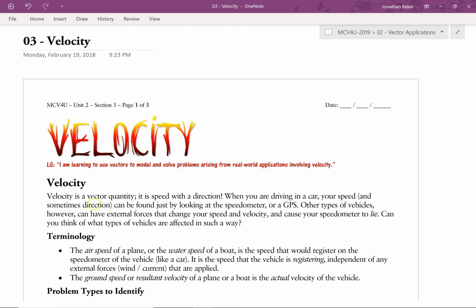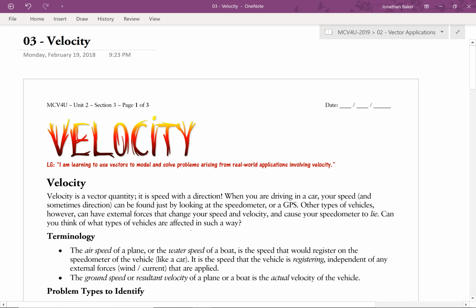So let's look at velocity here. Well, velocity is a vector quantity, and it's just speed, but with a direction. Now, when you're driving a car, your speed and sometimes direction can be found looking at the speedometer or GPS. But other types of vehicles sometimes have external forces that change your speed and velocity and could cause your speedometer to lie. So can you think of what types of vehicles could be affected like this?